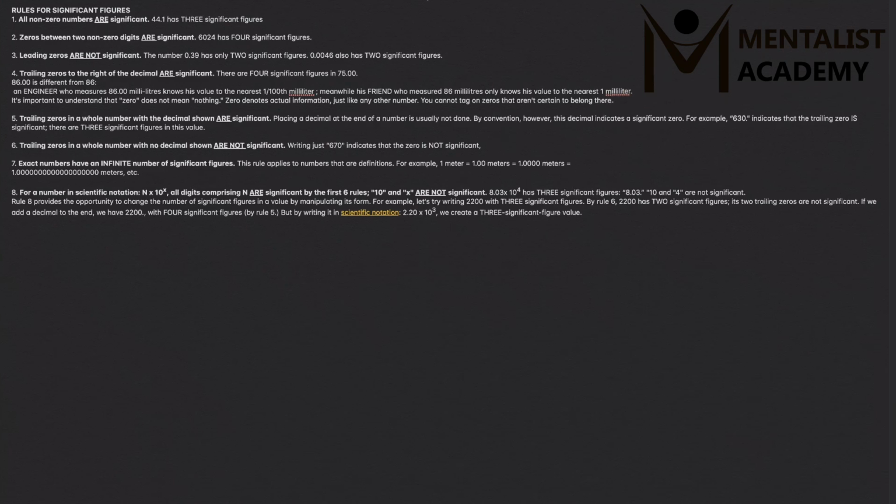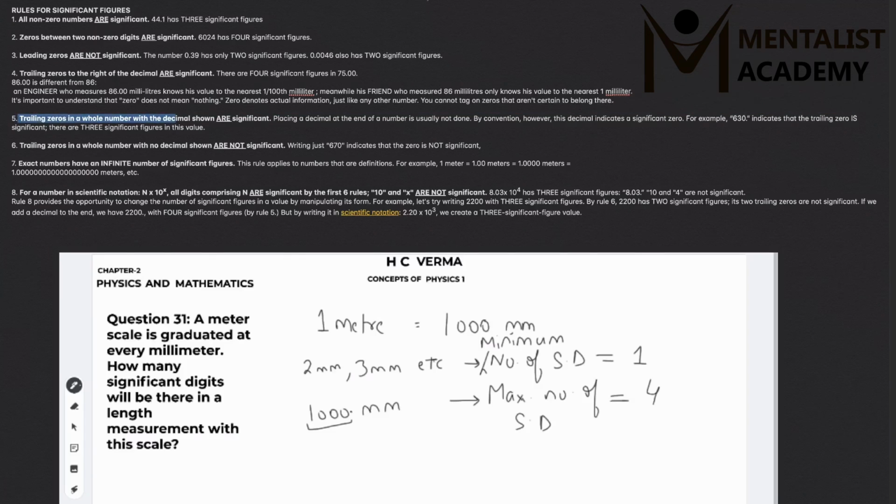So these are the rules of significant figures, and that's how we find out the number of significant figures. So according to this rule, if I write trailing 0 in a whole number, fifth rule, trailing 0 in a whole number with a decimal are significant. So I am writing 1000. I have written down a dot at the end of 1000. So I would count all the zeros in this as significant. So therefore this number will have 4 significant figures.